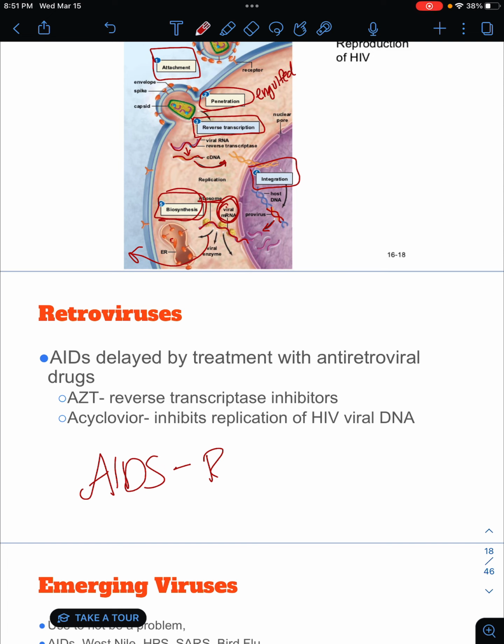Acyclovir inhibits the replication of viral DNA. So if you get cold sores and things like that too, people will prescribe you that.